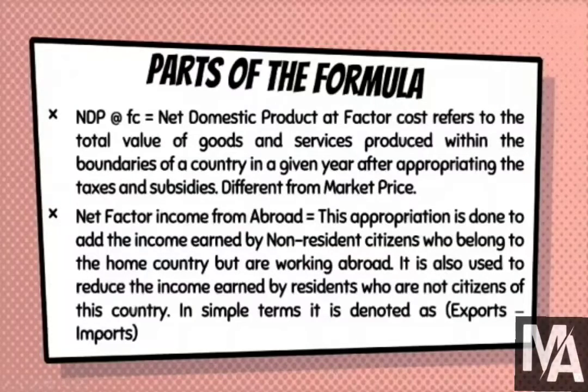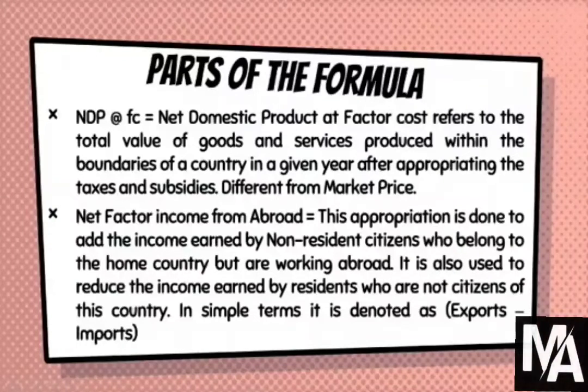That is NDP at market price, because whenever we purchase goods, we are supposed to pay taxes, and sometimes, for example when we purchase gas cylinders, we are getting subsidies. But now, after we reduce the taxes, as I showed in the previous slide, and after we add the subsidies, we are not getting the value of that particular product at market price. We are understanding it at factor cost. I'll be explaining this in the next video.